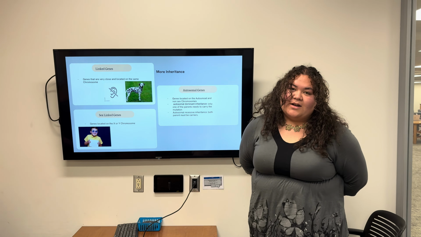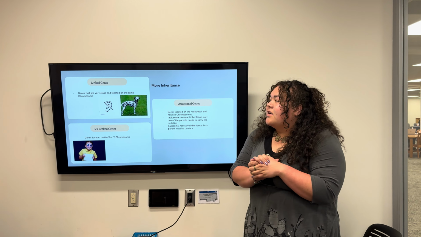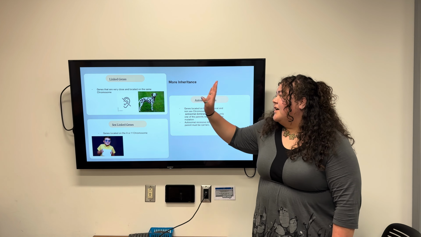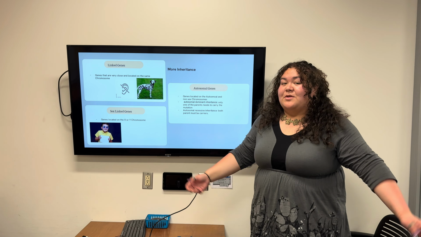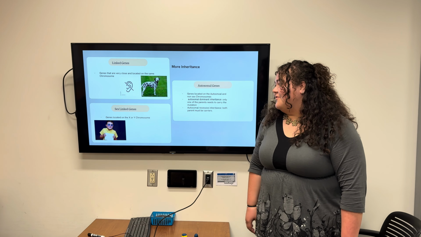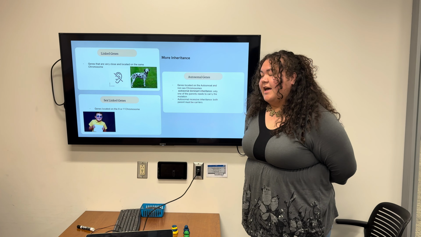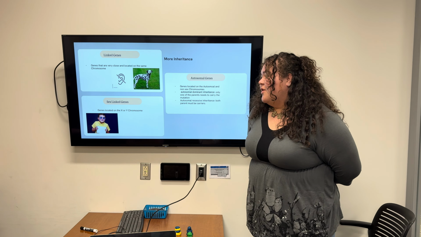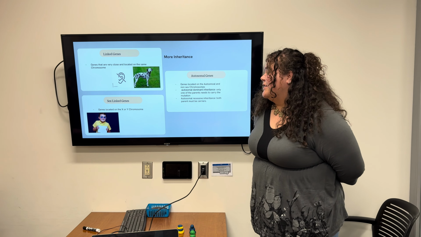And then for more inheritance, we have linked genes, where they are genes that are very close and located on the same chromosome. An example of this is Dalmatians. The same chromosome that makes Dalmatians have spots also helps them be susceptible to deafness. And then another one is sex-linked genes, where genes are located on the X or Y chromosome. An example of this is red-green colorblindness, which is located on the X chromosome. So men are more likely to express this condition.